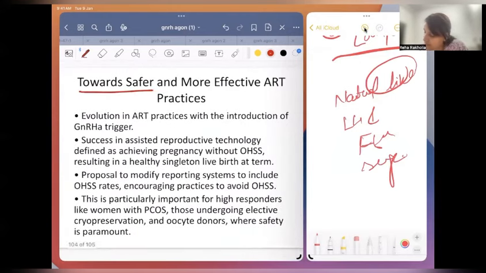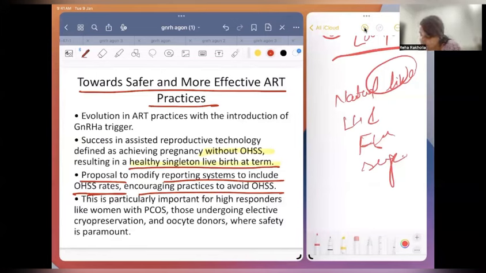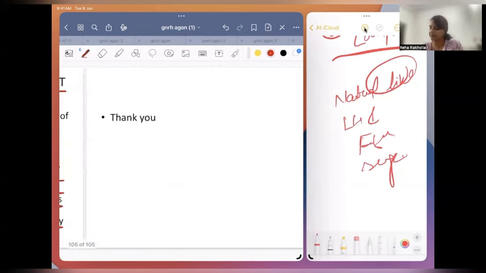Then towards safer and more effective ART practices. Now we focus on healthy singleton live birth rate and without OHSS. So now it is proposed to modify the reporting system to include OHSS rate and encourage practices to avoid OHSS. This is particularly important for high responders like PCOS, those undergoing elective cryopreservation, and oocyte donors, where safety is paramount. Thank you.